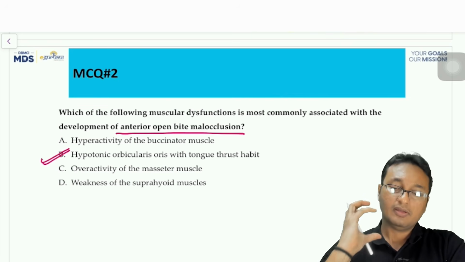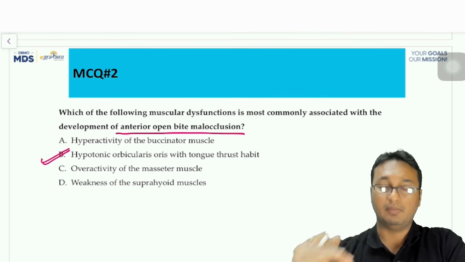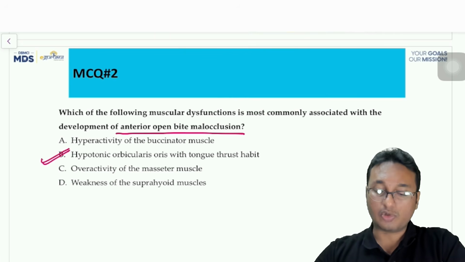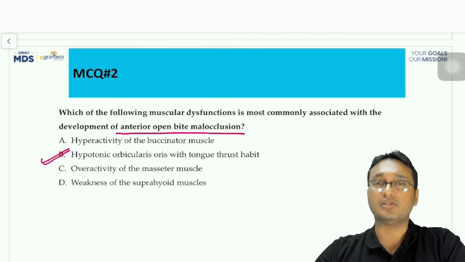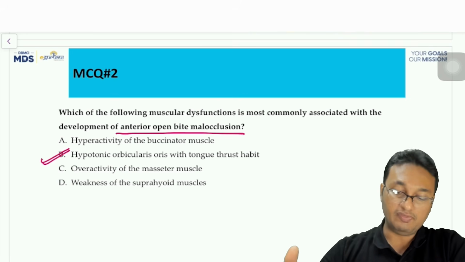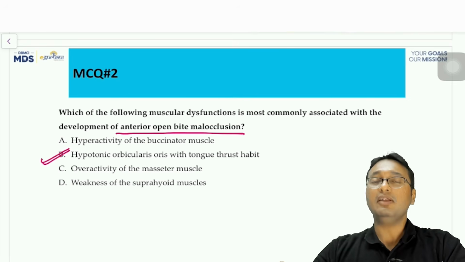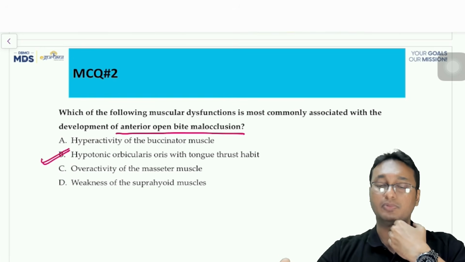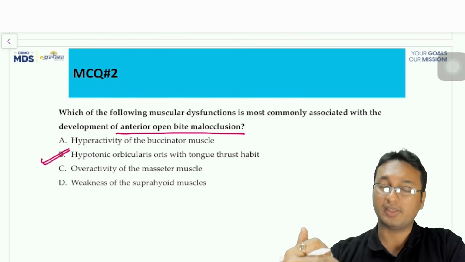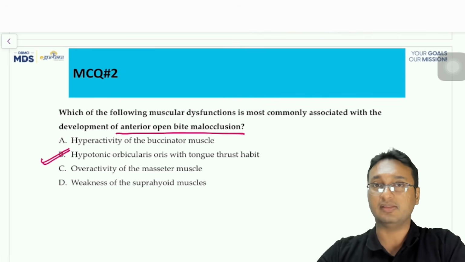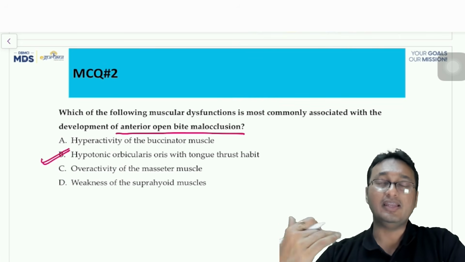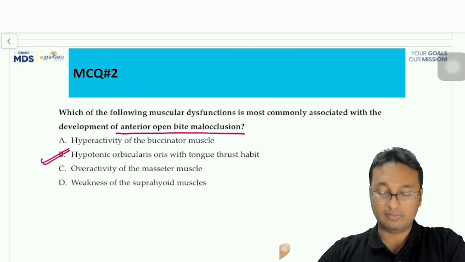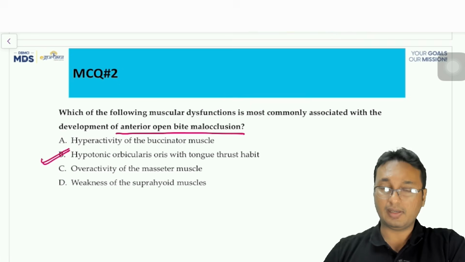Then overactivity of masseter muscle. What happens? We can have a skeletal deep bite in that case. The patient will have a horizontal growth pattern, a hypodivergent growth pattern, and in the most common scenario, clinically, we are going to observe that the patient has a skeletal deep bite. And weakness of the suprahyoid group of muscles, the digastric muscle and other muscles which join the mandible to the hyoid bone, comprise the suprahyoid group. We can have other problems associated with its weakness, like inability to swallow properly, inability to produce certain sounds of speech, and so on. So option B will be the correct answer in this particular question.